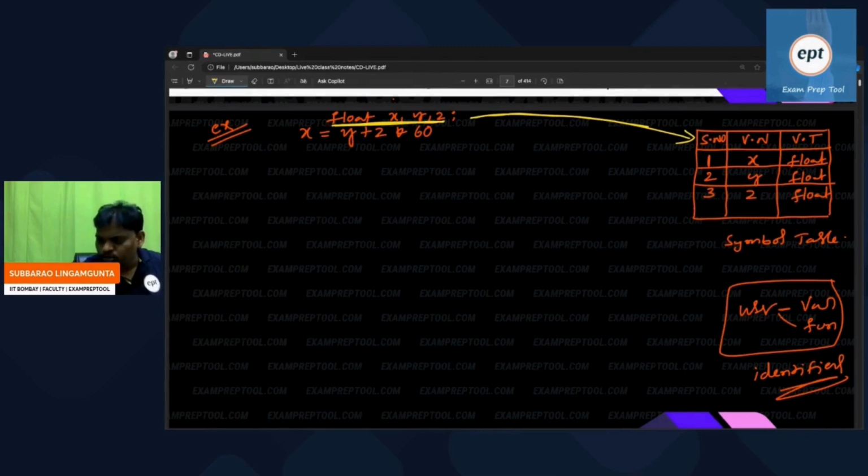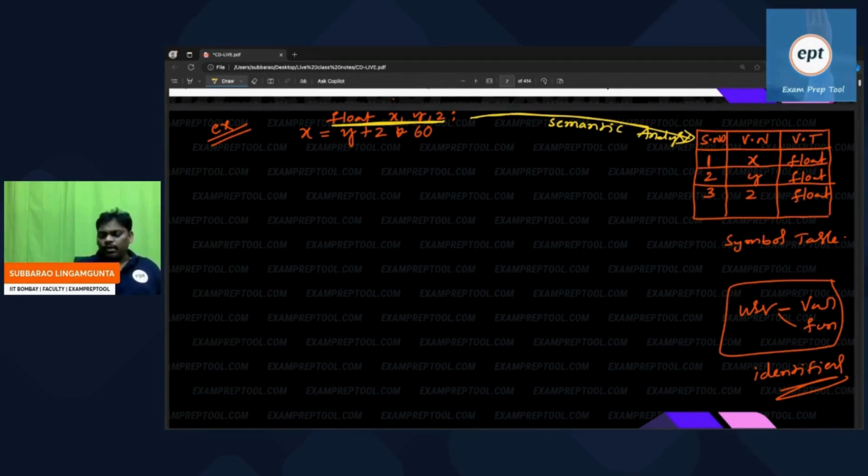Who stored it? The semantic analyzer. Afterwards I will say why. But one thing I want to tell you: every phase of the compiler can store inside a symbol table. Depending upon their requirement, they will store, and depending upon their requirement, they will take.